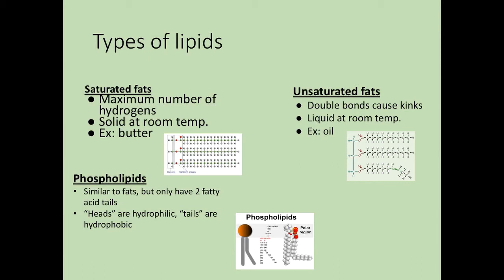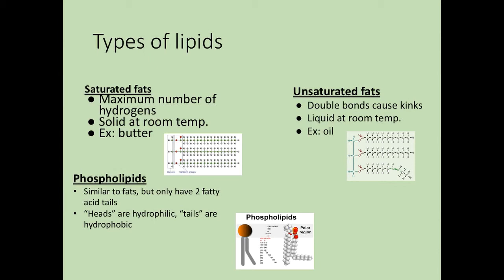In an unsaturated fat, there's a double bond somewhere in those carbons, and that causes it to bend up. And because it's bendy, you can see in that picture on the right, it doesn't form solids. It can't really compact together. So these are the liquid fats like oils.